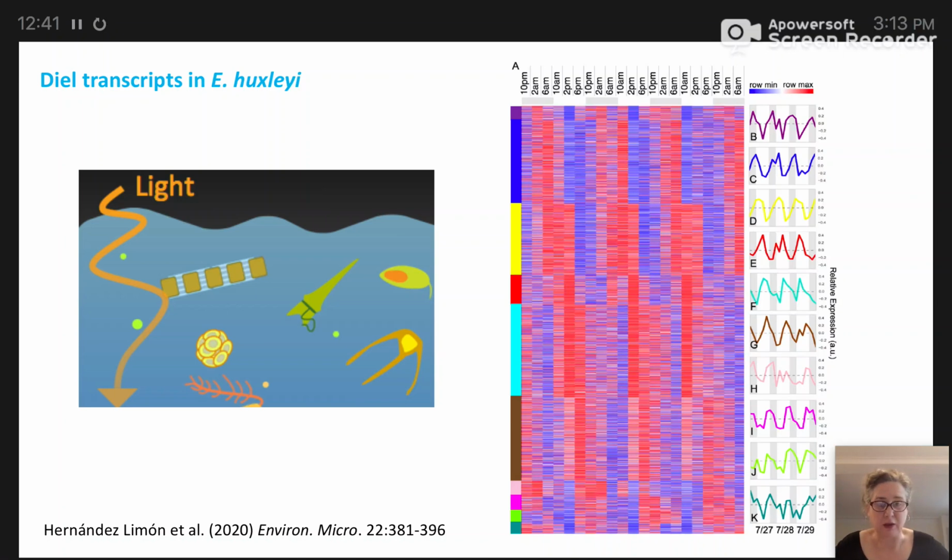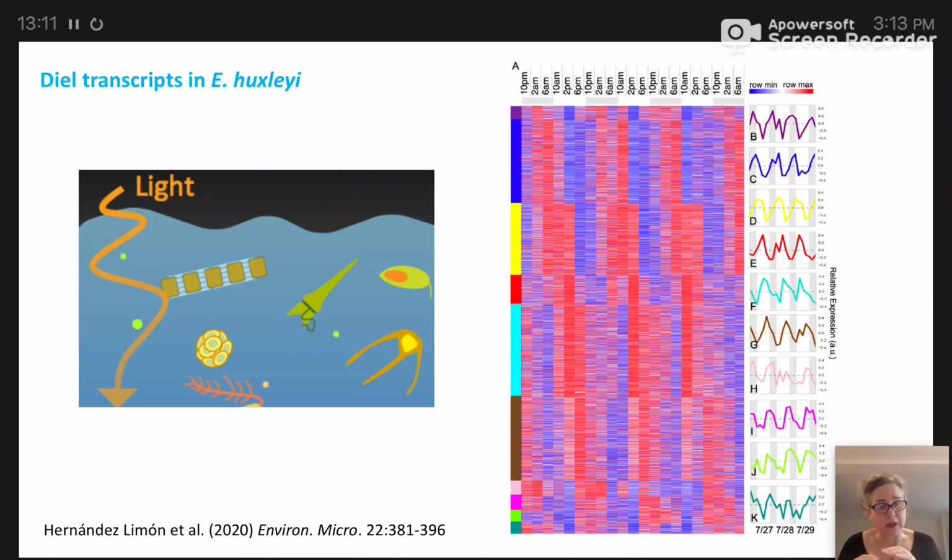These data are statistically clustered, and that's what's shown in these colored bars here, with the average pattern, for example, of this blue cluster shown here on the right. So you can look at it in more detail if you want in the video. But you can see, again, we have a large number of transcripts that are under diel patterns in E. huxleyi for this data set.